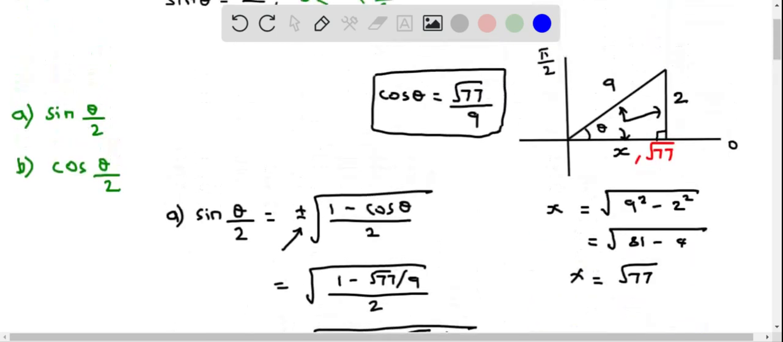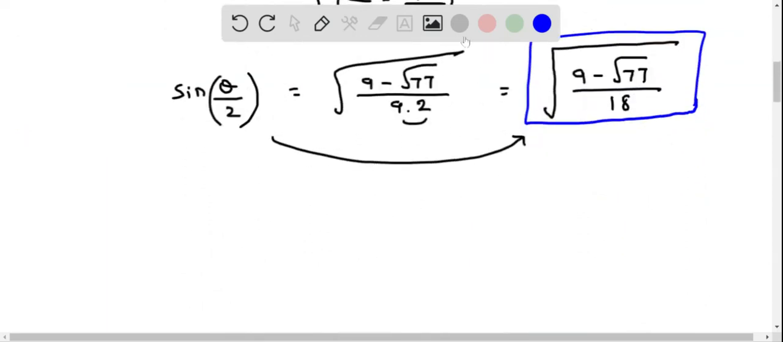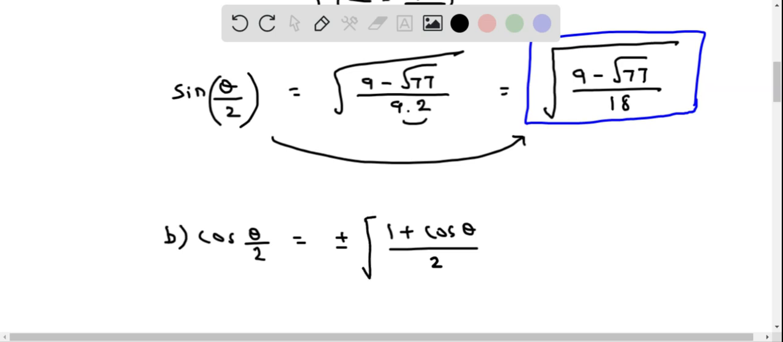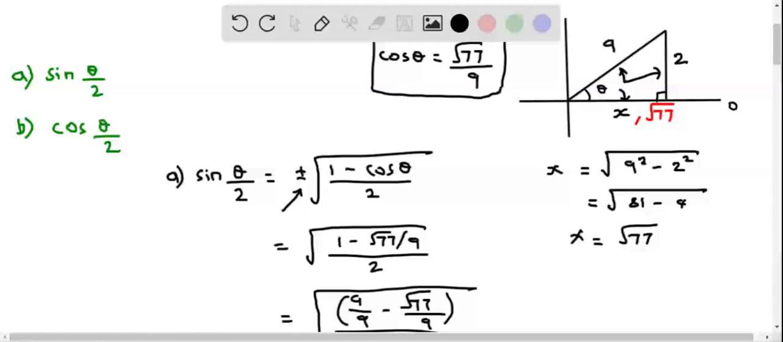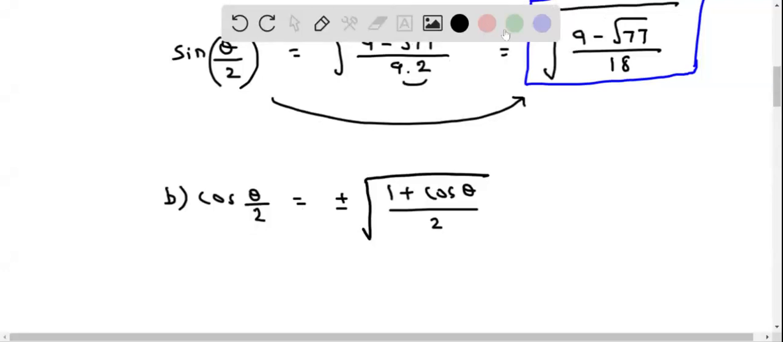Now let's determine the value of cosine theta by 2. According to the half angle identity, this equals plus or minus the square root of 1 plus cosine theta divided by 2. And if we compare this identity with the sine theta by 2 identity, the only change is this positive sign. So everything else remains the same.